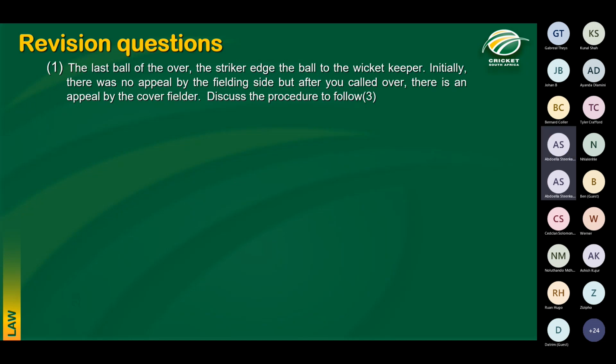Discuss what happens next. So last ball of the over, striker hits the ball. No appeal initially. You call over, and you're starting to walk towards the striker's end and getting into position for the next over. Now there's an appeal by the cover fielder for caught behind. What happens next?